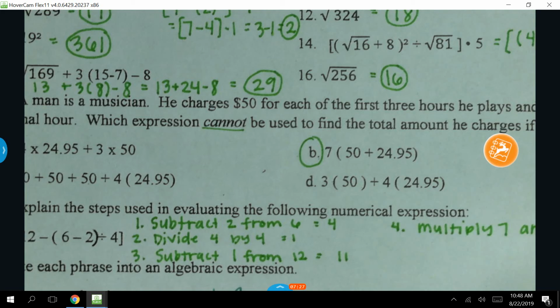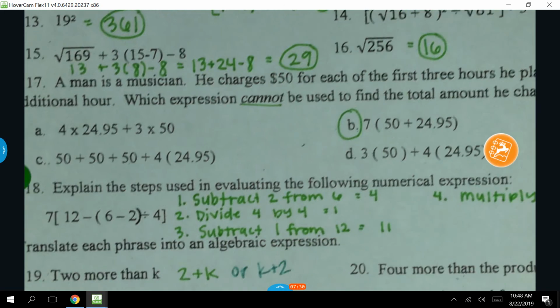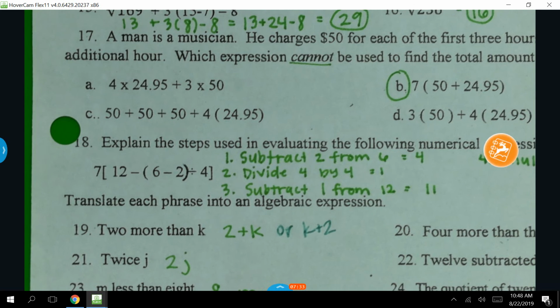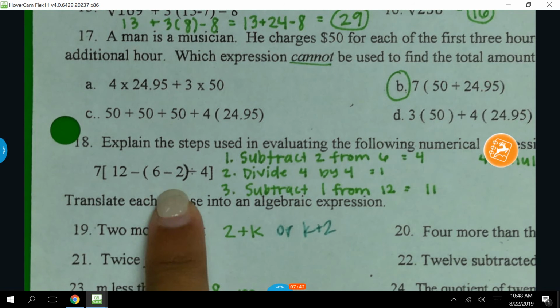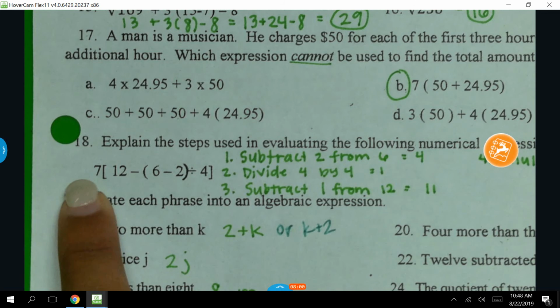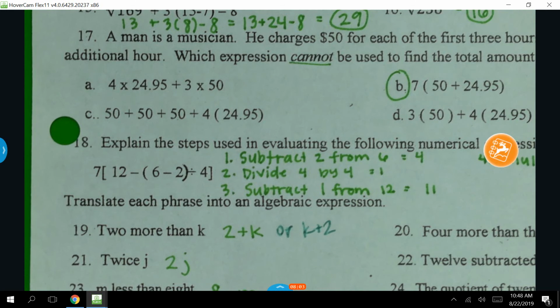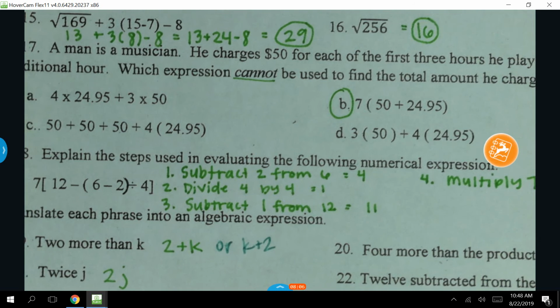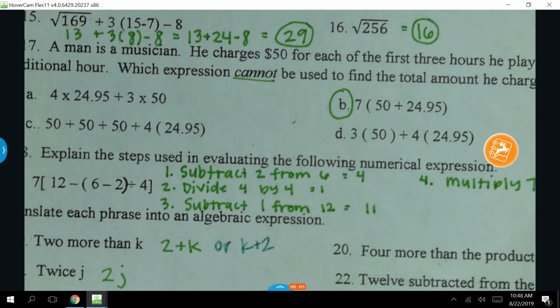Okay. Number 18, you were asked to explain the steps. If you didn't write it in words, that's fine as long as you wrote it out each step vertically, so I could see each little step that you made. Okay, so your first step should have been subtracting 2 from 6, which would give you 4. And then your second step would be to divide that 4 by 4. So 4 divided by 4 gives you 1. And then 12 minus 1, which would give you 11. And then finally multiply that 7 by that 11. So your answer should be 77. Okay. So as long as you worked it out in the correct steps and I could see each step, you're good.